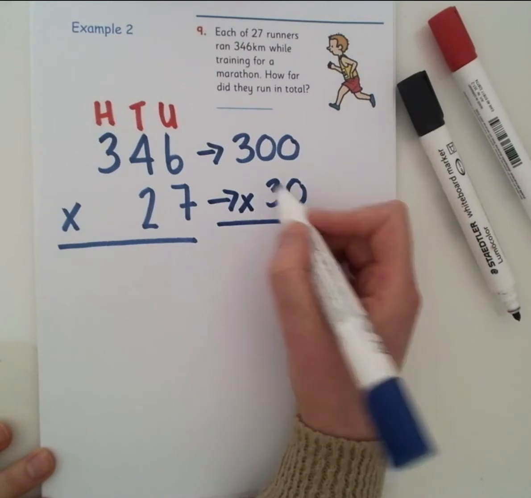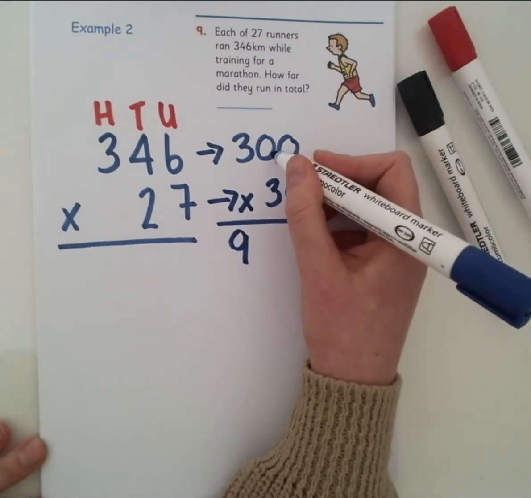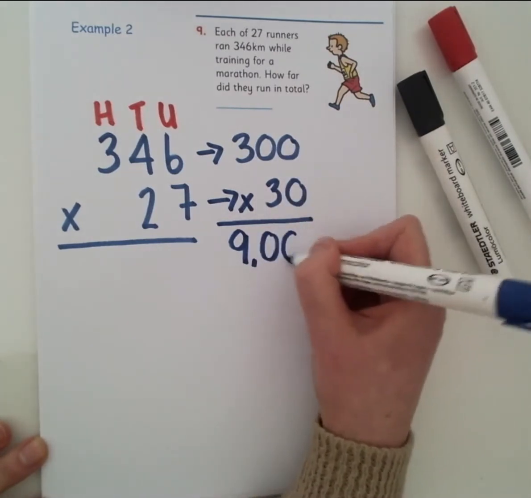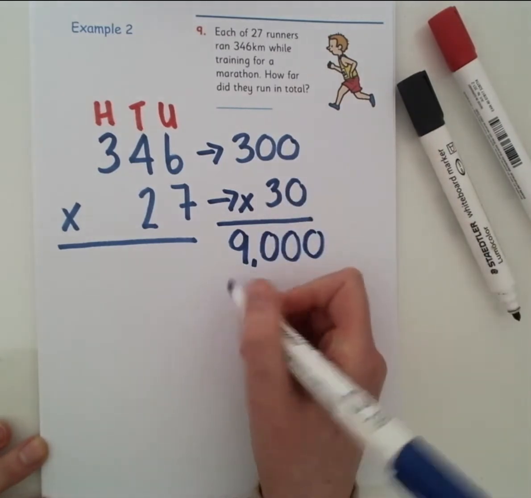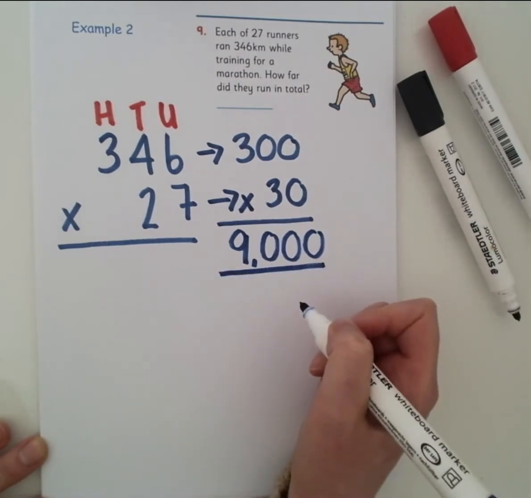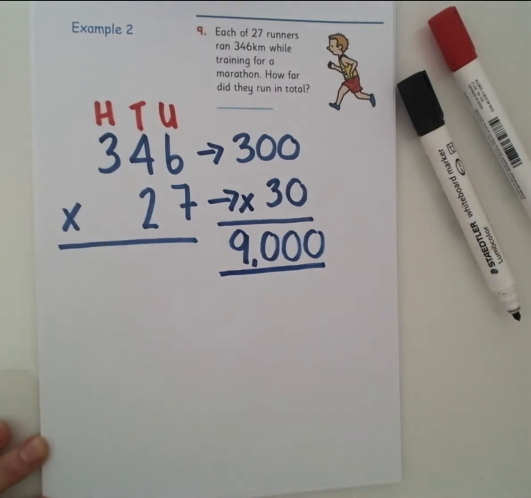I just multiply 3 by 3, which is 9. Count how many zeros I have in the question. 1, 2, 3. And put 3 zeros in my answer. So I now know I should get an answer around 9,000. So let's see how we get on when we do our actual multiplication sum.